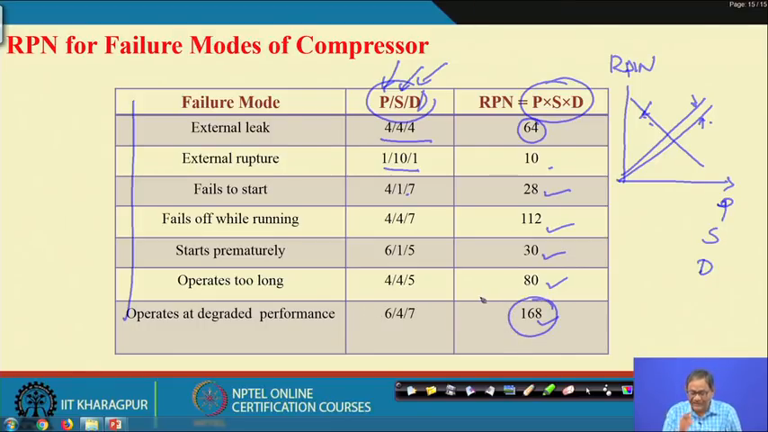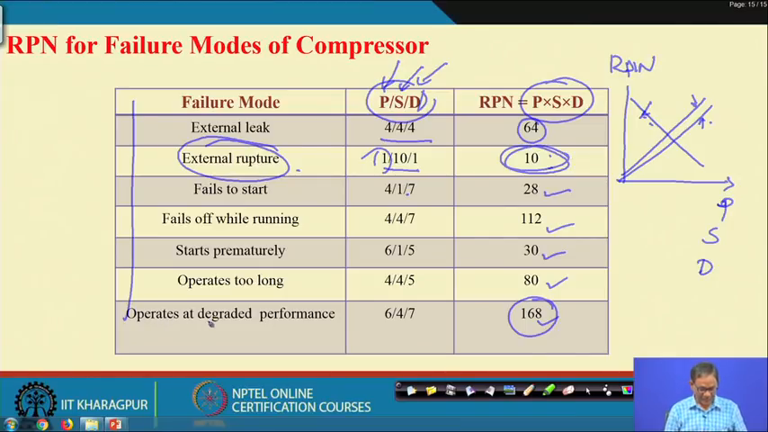So, if you do not calculate RPN, if you simply think that this is the failure mode where you should concentrate, then obviously you will first say that this is the place to be concentrated because it is huge severity. But when you have seen the probability that the chance is very less, because the design is with high safety factor, so probability is less. So, that means it is already taken care of, and as a result the RPN value is low.